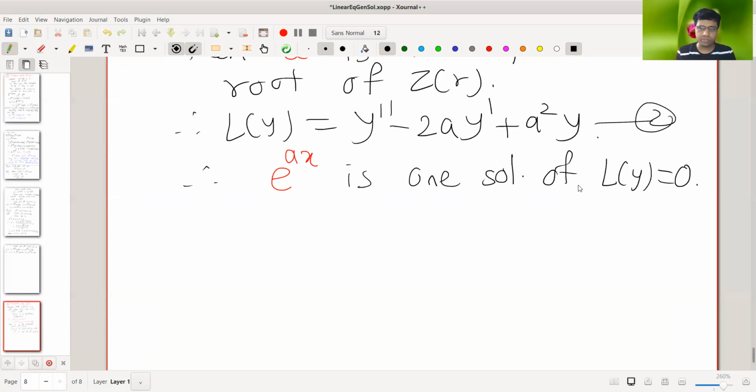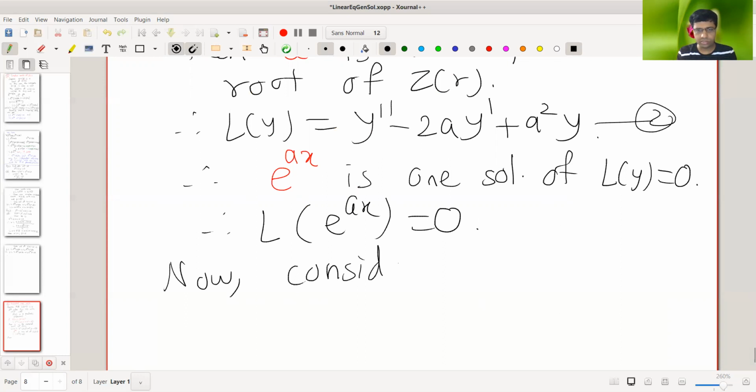So first thing, this means L of e raised to a x is 0. Now consider the function x into e raised to a x.